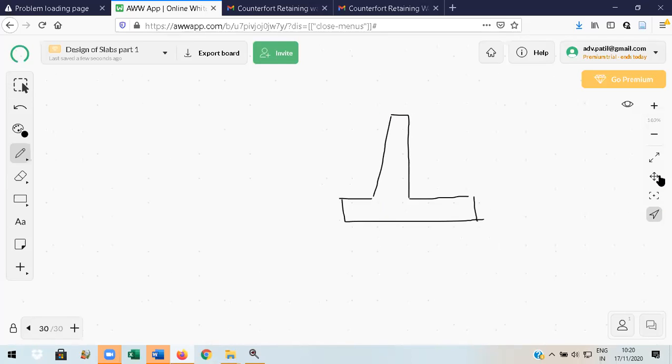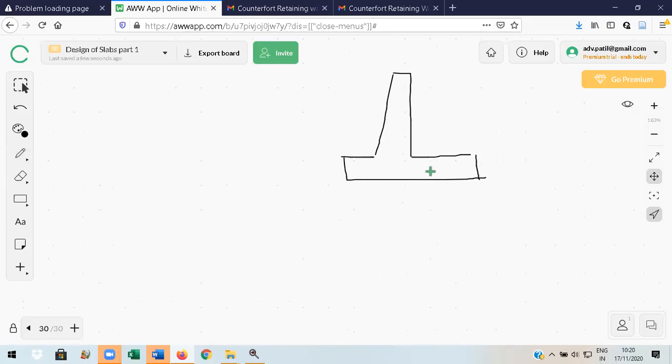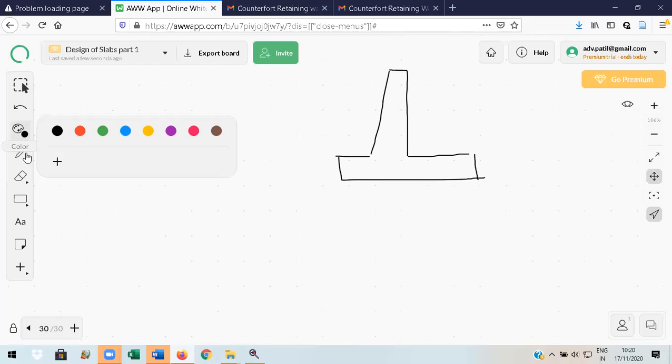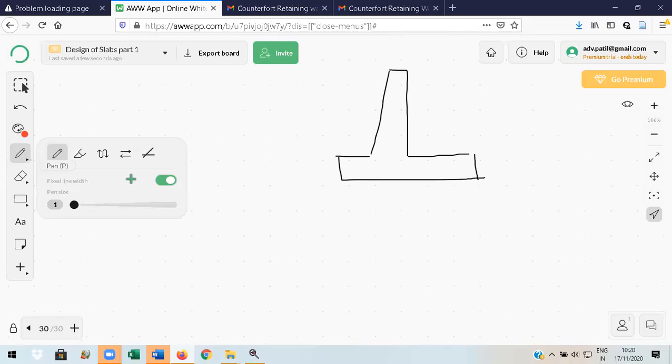Now I'll draw this figure of counterfort retaining wall. Now you observe this, how they are different, and how to design them separately.